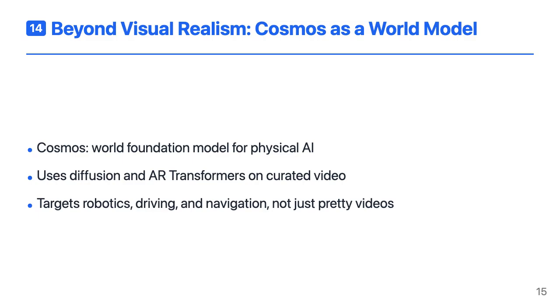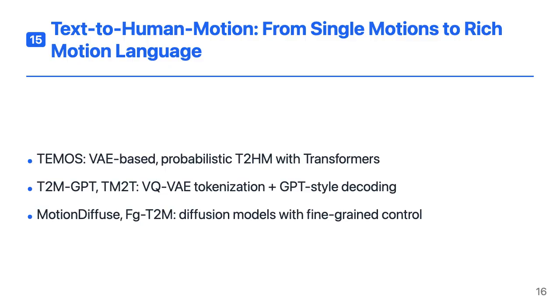NVIDIA's Cosmos aims to bridge that gap. It uses pre-trained diffusion and autoregressive transformers, plus a curated video pipeline and tokenized representations, to learn the physical dynamics encoded in real-world footage. The goal isn't just to make nice-looking clips, but to support tasks like robotic control, autonomous driving, and spatial navigation. In other words, Cosmos treats video generation as part of a broader world modeling problem for physical AI.